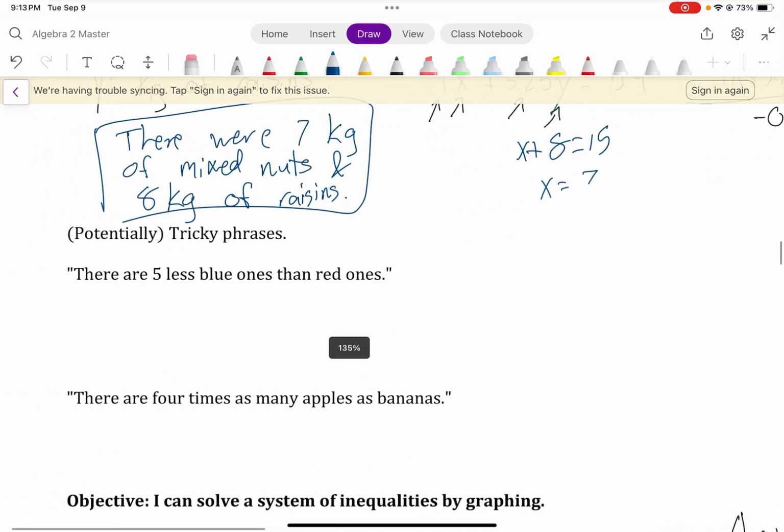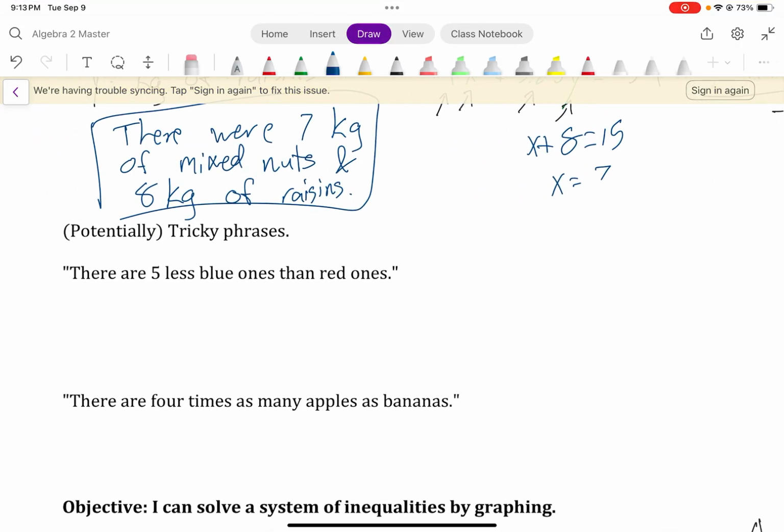Okay, and then I said I want to go talk about a couple potentially tricky phrases. These are ones that everybody knows how to do, but when you're not actively using 100% of your brain and you go on autopilot, you kind of swap things around, and it's easy to make that mistake. So this first one says there are 5 less blue ones than red ones. People jump into the algebra on this very quickly, and they don't really think through what they're doing. When you read this, that should tell you that there are more red ones than blue ones.